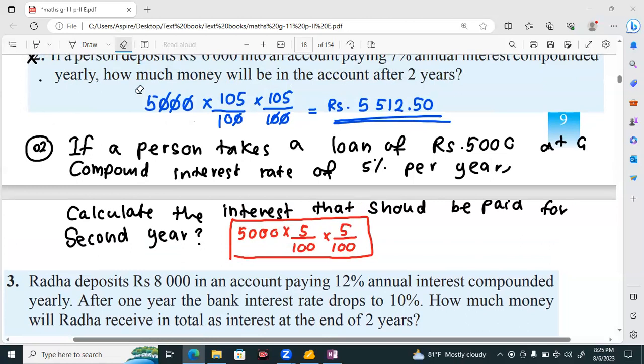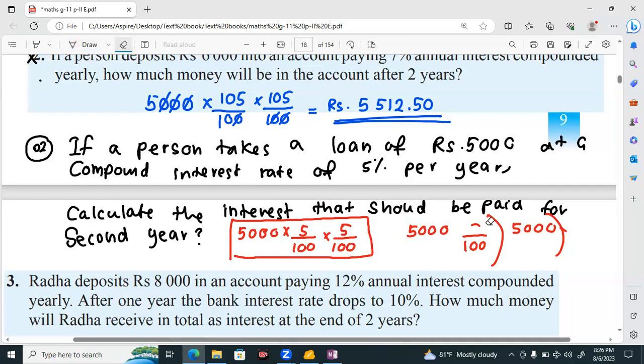5,000 into 5/100 plus 5,000, it is in bracket, the whole thing, into 5/100. Only from the first 5,000, not like this in the first one.